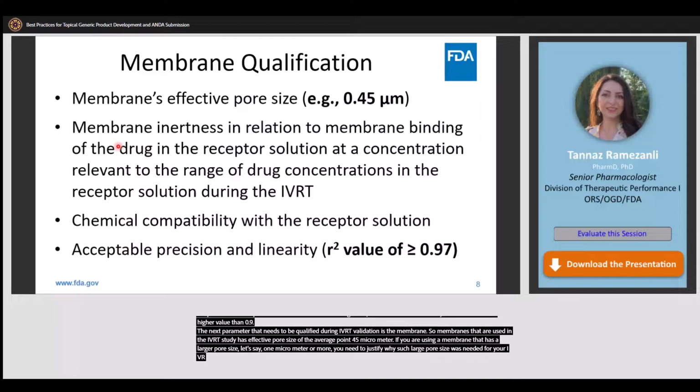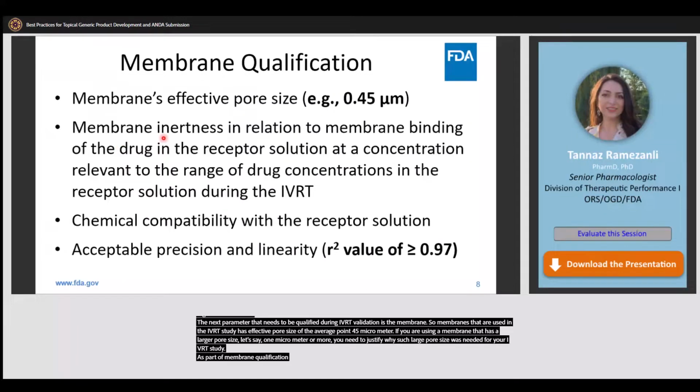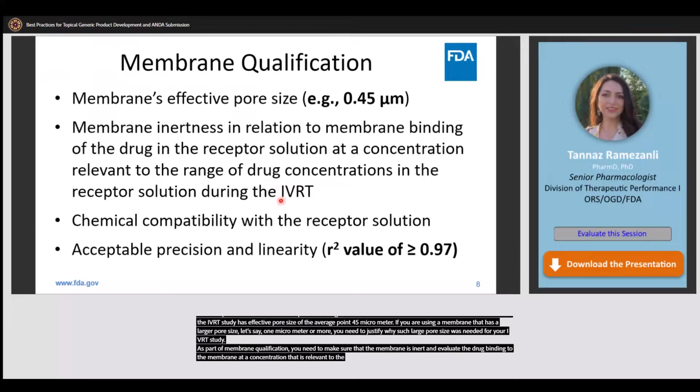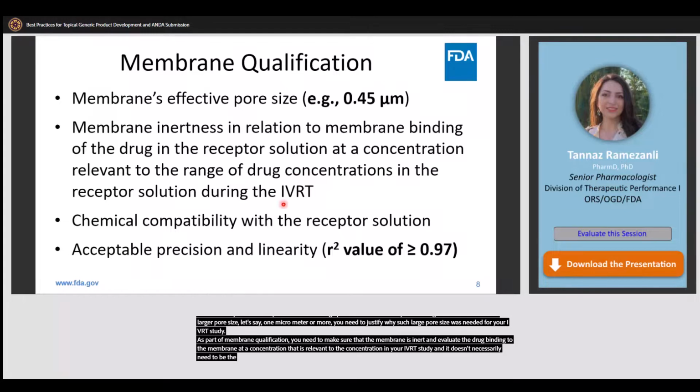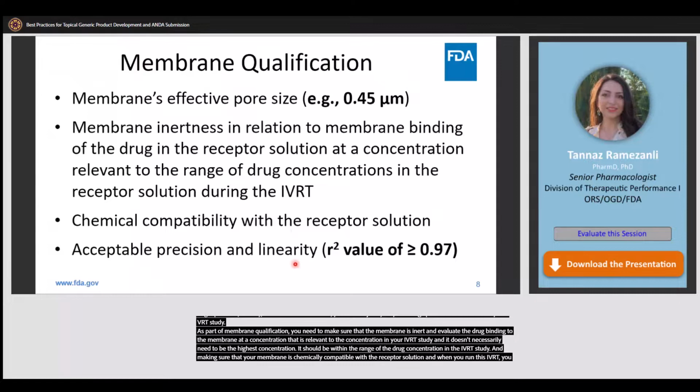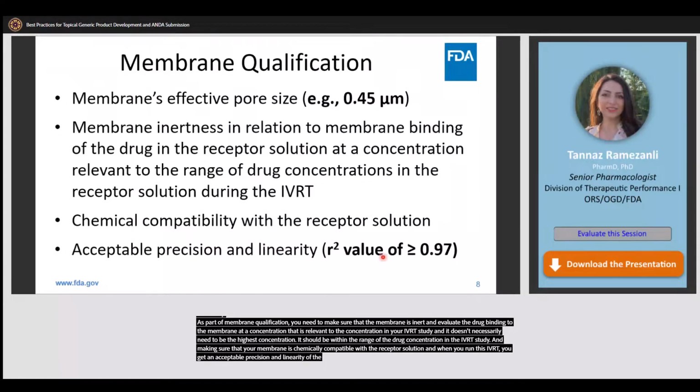As part of membrane qualification, you need to make sure the membrane is inert and evaluate drug binding to the membrane at a concentration that is relevant to the drug concentration in your IVRT study. And it doesn't need to necessarily be the highest concentration. It should be within the range of the drug concentration in the IVRT study. And make sure that your membrane is chemically compatible with the receptor solution, and when you run this IVRT, you get an acceptable precision and linearity of the release profile with R-square value of equal or more than 0.97.